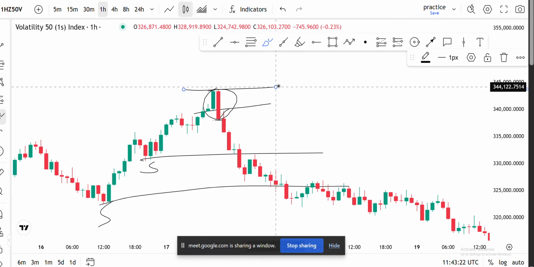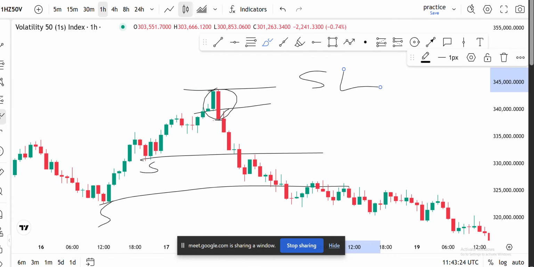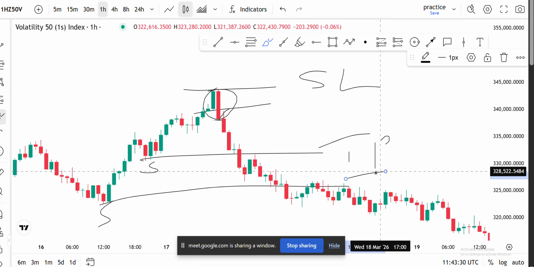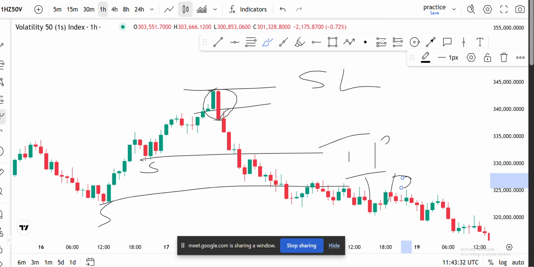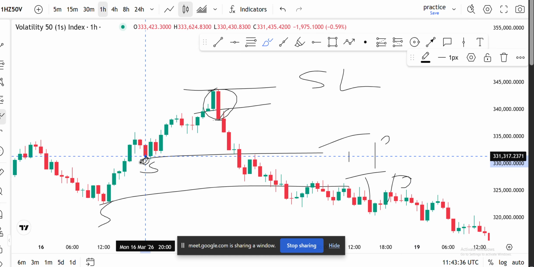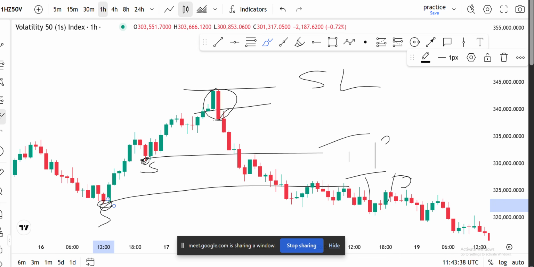Do you get it now? So here will be your TP. So this support now will not be your take profit. Unlike buy, where resistance is where you put your take profit, when you are selling, support is where you take profit, because you're selling, you're not buying.